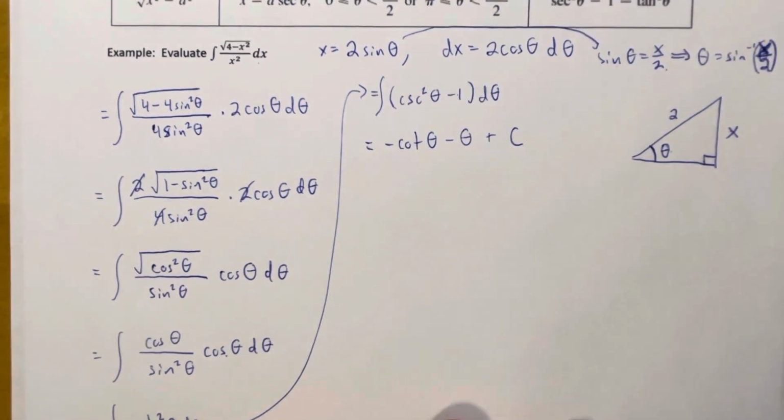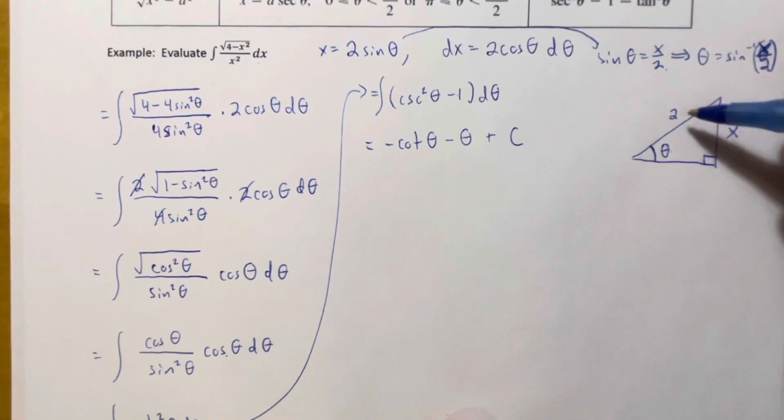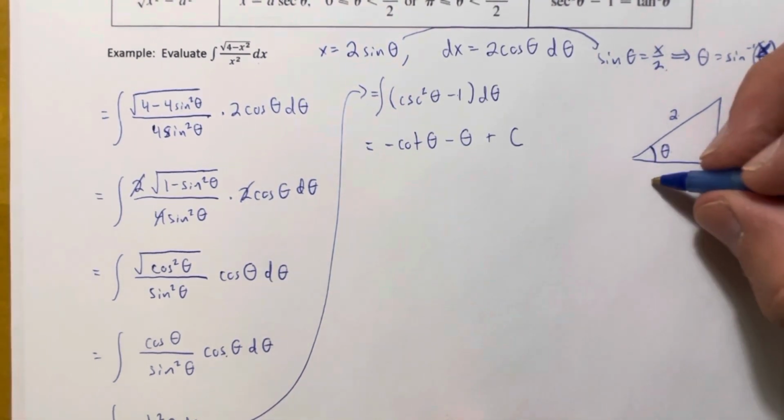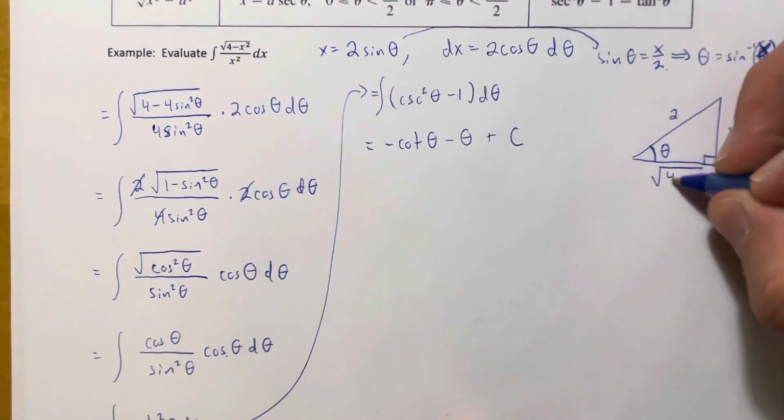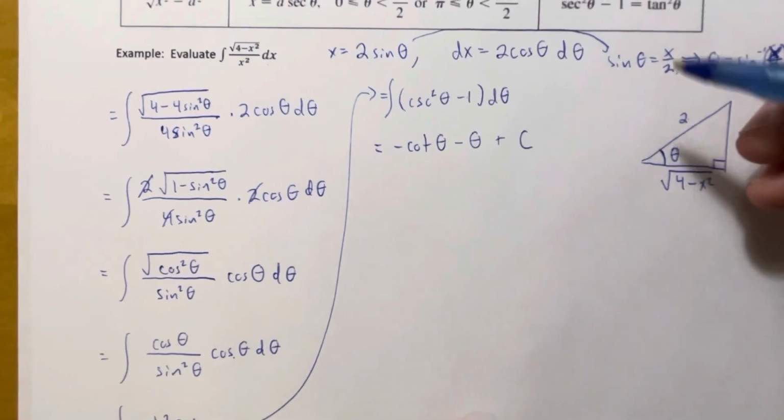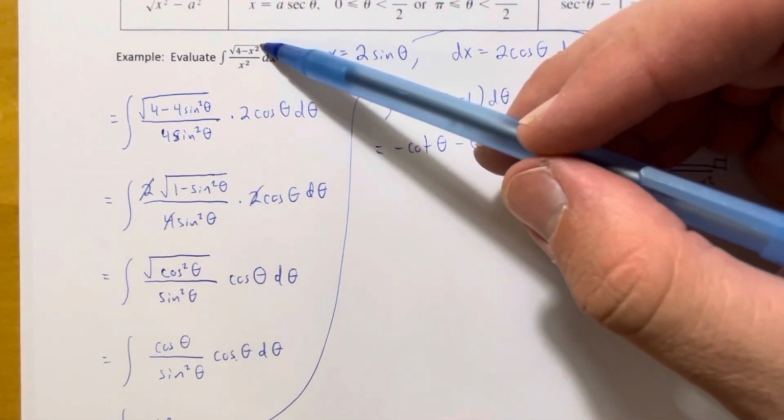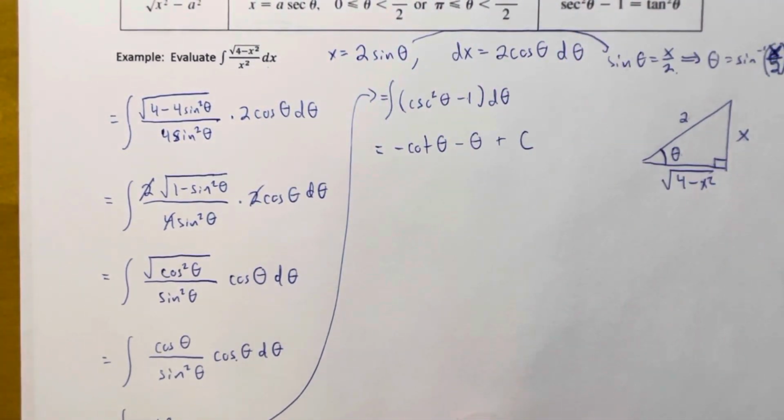So that's kind of cool, but there's a third side missing in this right triangle. You can find that by using the Pythagorean theorem. It would be the square root of this thing squared minus that thing squared, or the square root of 4 minus x squared, which, wouldn't you know it, we've seen before. That was part of our original integral.